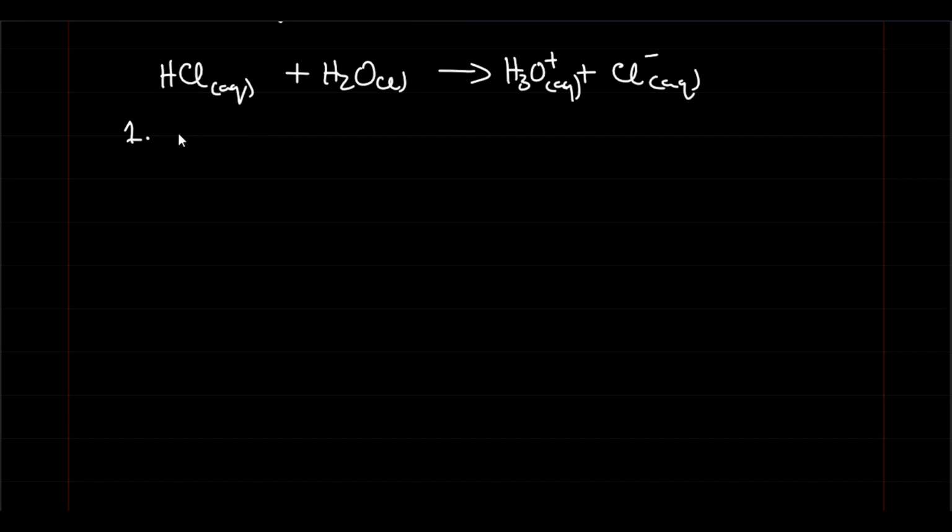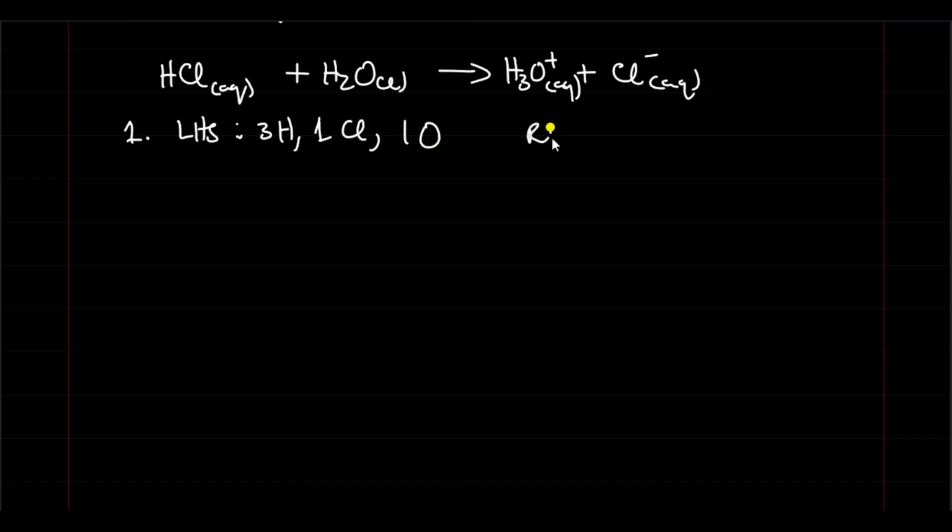Okay, let me write the left hand side. On the left hand side, how many hydrogens do we have? We have 3 hydrogens. How many chlorines? 1 chlorine. How many oxygens do we have? We have 1 oxygen.